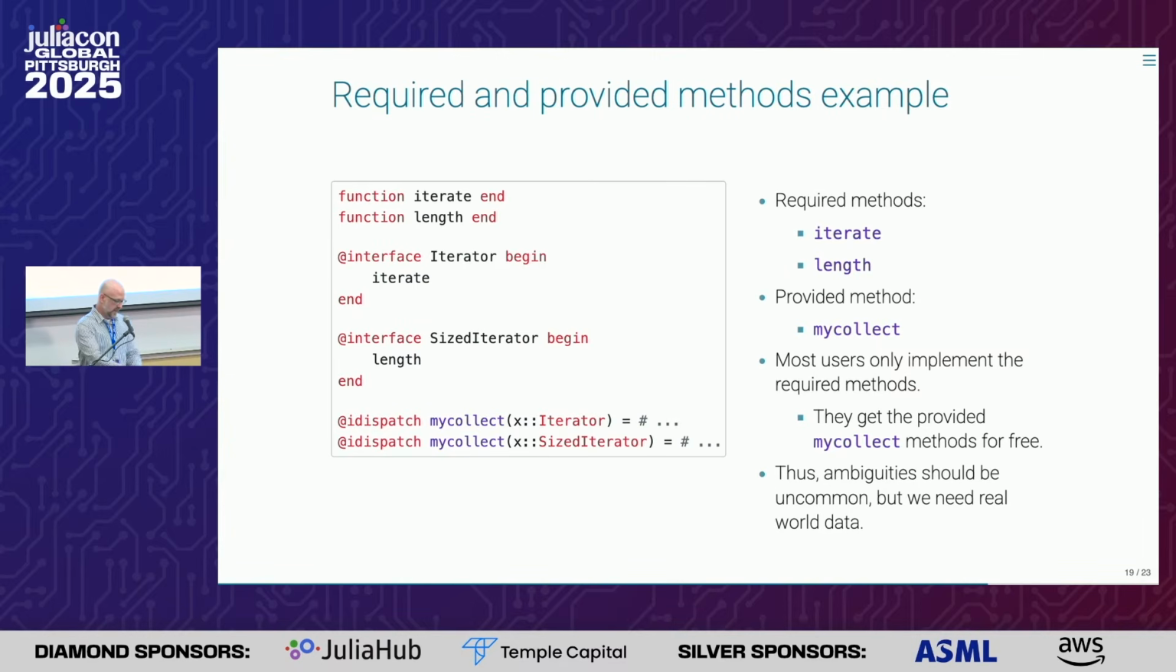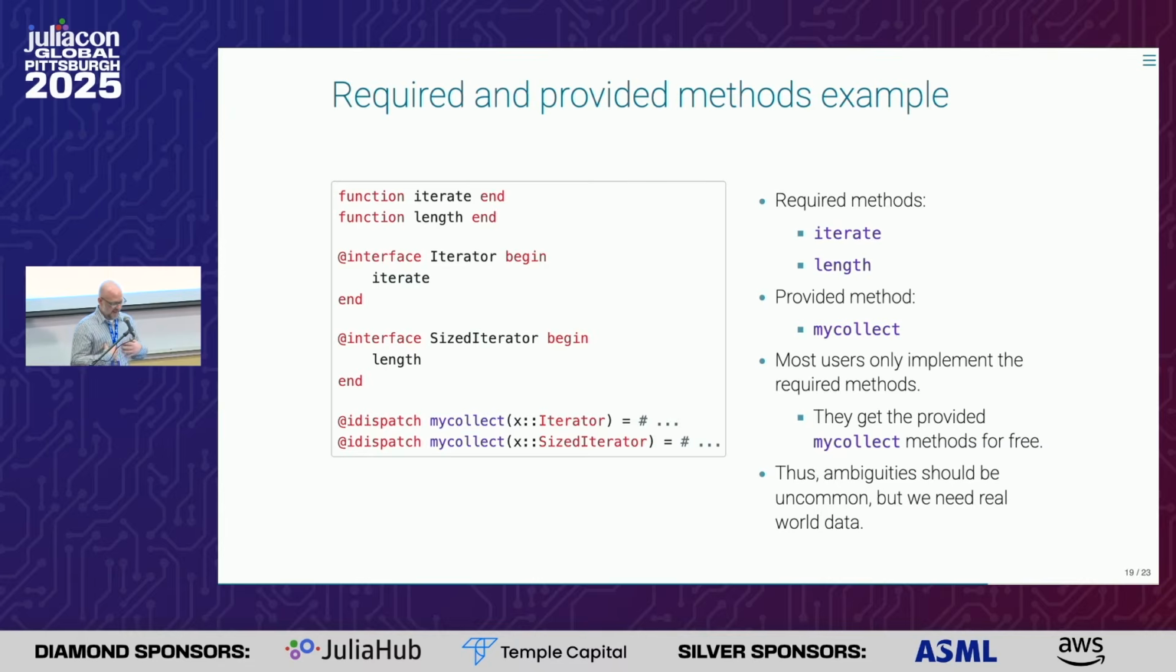And here we have a provided method, which I called myCollect just to distinguish it from the base collect, but it's basically the collect function. But I've got two different methods. One dispatches on iterator, one dispatches on sized iterator. But this is a provided method. Usually when you implement an interface, you do it because you want to get these provided methods for free. So you're not going to overload myCollect. Like if I define a new iterator, I'm probably not going to overload collect or myCollect.